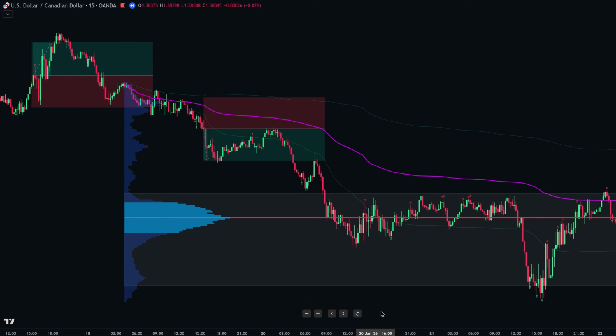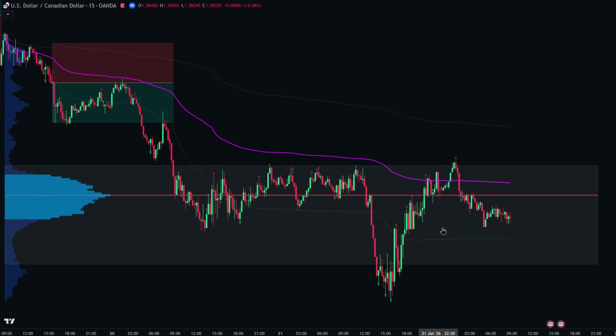Right now, we can see price comfortably trading inside the VWAP and inside the volatility band. Price has moved back into the volatility band and is also rejecting the inner VWAP line. This tells us that the market is back in balance. There is no trade yet. All we need to do now is wait.